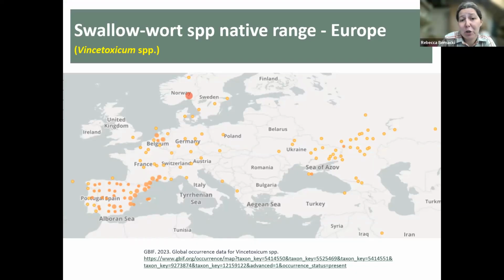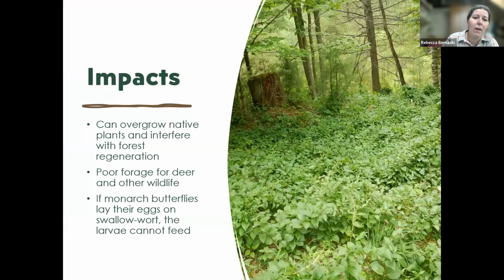Swallowwort species are native to Europe, and we can kind of see that distribution on this occurrence map here. And what are the impacts? I believe this picture was actually taken at the Nature Conservancy's Bocat River Preserve a number of years ago. And I'm happy to note the last 3 years when I went out there, it has been the world's hardest Easter egg hunt, finding the last few swallowworts so that we can eradicate this population entirely.